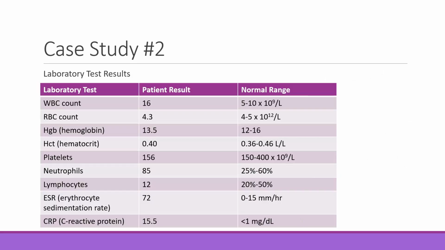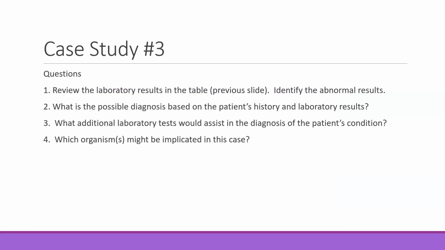Here are some laboratory results that you can review to see what you think may be increased. The reference ranges are there. Okay, so I'll leave that there for you. And here are your questions for case study number 2. Review the results in the table. Identify the abnormal results. What could be a possible diagnosis? What additional laboratory tests would you do? And what organism might be implicated? Again, I'm going to pause the video, try and go through these questions, see if you can figure them out, and then I will come back and let you know what the answers are.